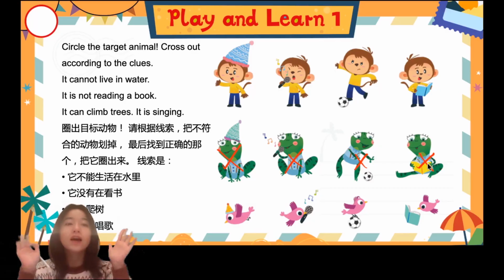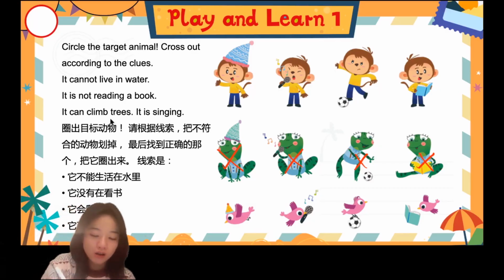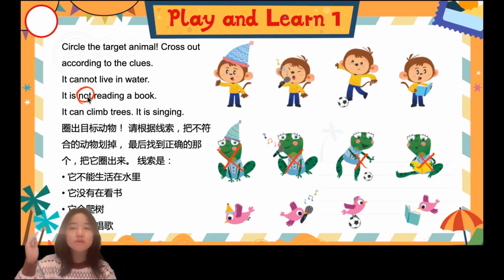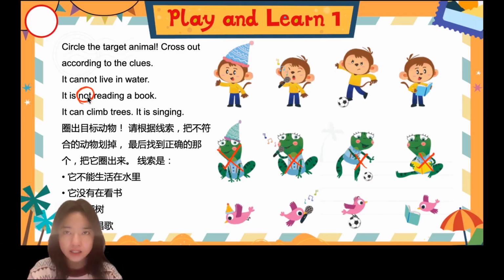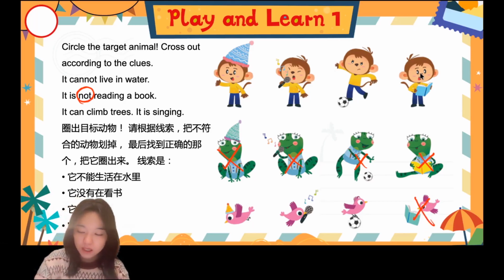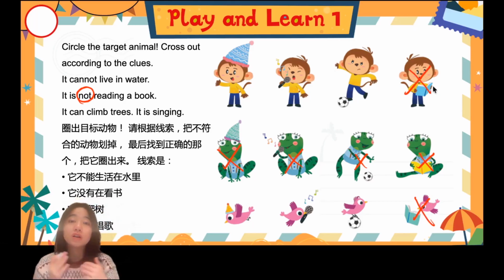The second clue: it is not reading a book. So in other words, if it is reading a book, is that our target? Shall we circle that, or cross it out? Show me with your gesture. Excellent, we just cross it out because we don't want the animal who is reading a book.